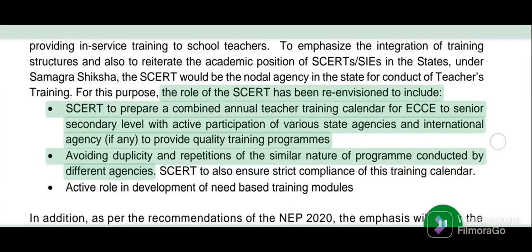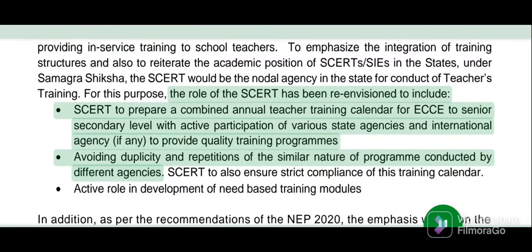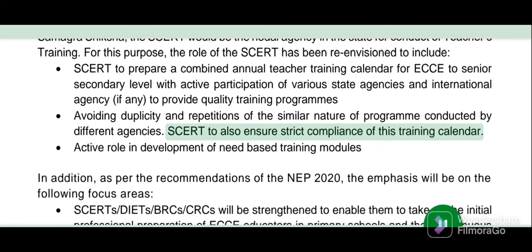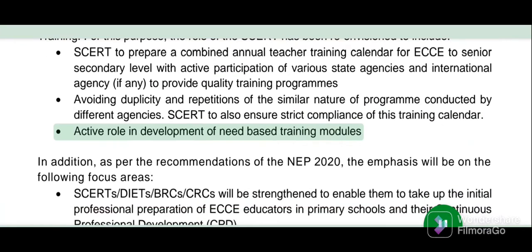For this purpose, the role of the SCERT has been re-envisioned to include: SCERT to prepare a combined annual teacher training calendar for pre-primary to senior secondary level with active participation of various state agencies and international agencies, if any, to provide quality training programs, avoiding duplicity and repetition of similar programs conducted by different agencies. SCERT to also ensure strict compliance of this training calendar. Active role in development of need-based training modules.